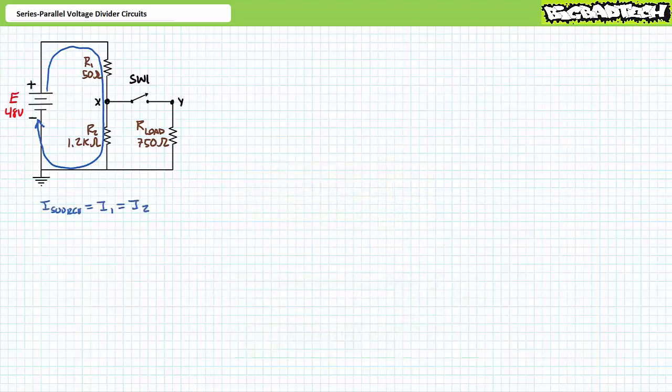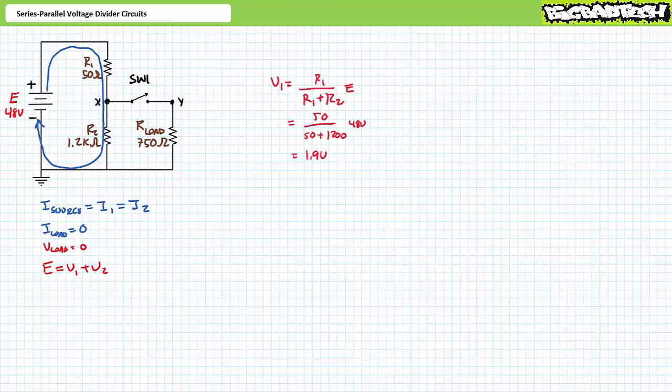For this pure series circuit, source current equals I1, which equals I2. No current travels through the load. As such, there will be no voltage across the load. A Kirchhoff's voltage law analysis of this circuit suggests that E equals V1 plus V2. Perhaps the easiest way to solve for these unknown properties is to use the voltage divider rule. The voltage divider rule demonstrates that V1 is 1.9 volts. An algebraic manipulation of the Kirchhoff's voltage law equation for this circuit demonstrates that V2 is the remaining 46.1 volts.